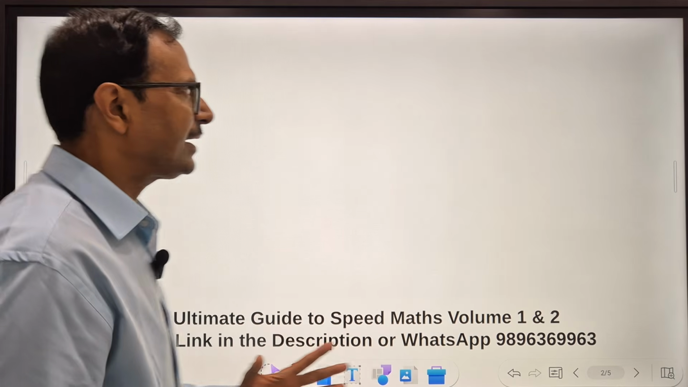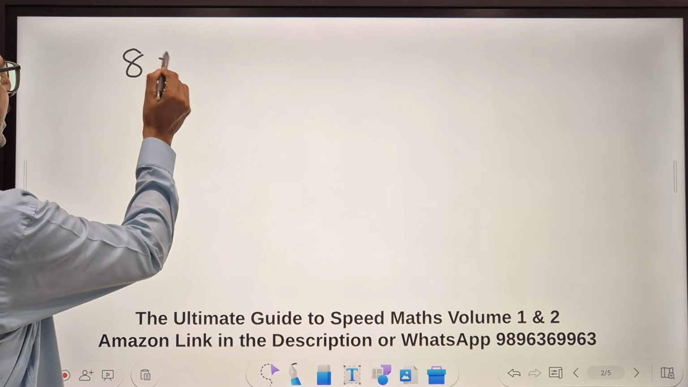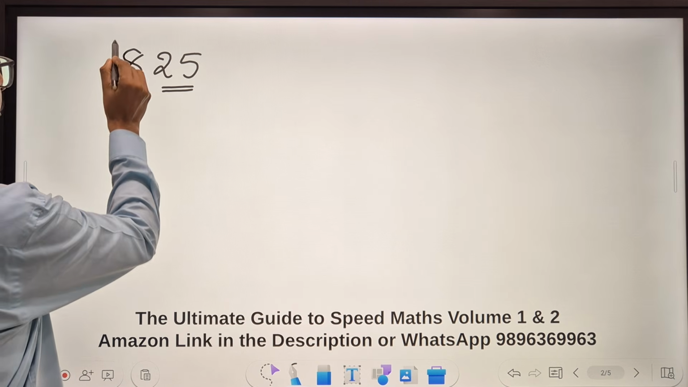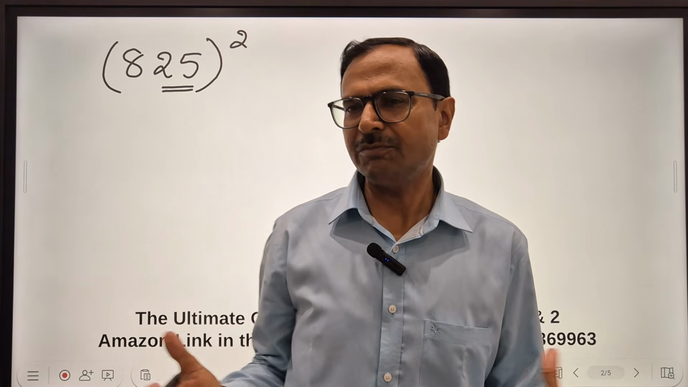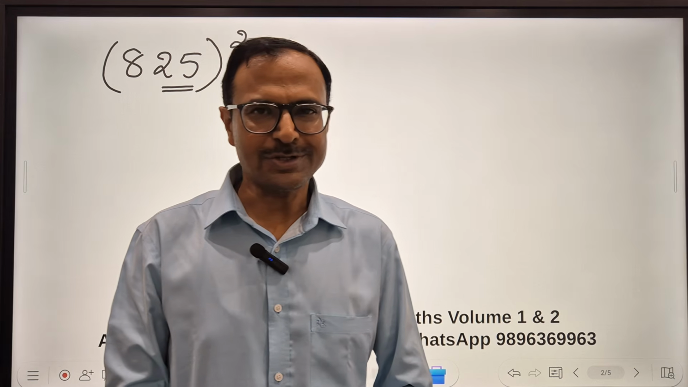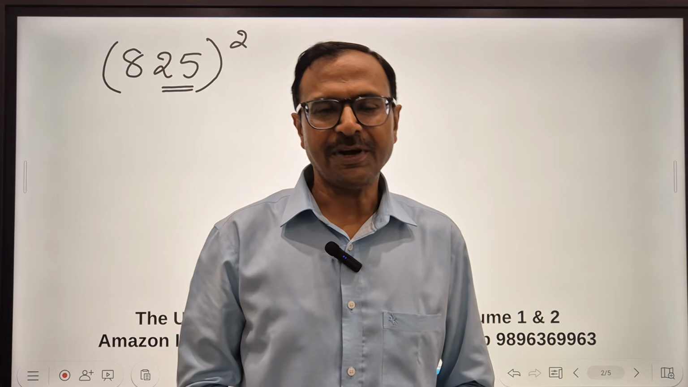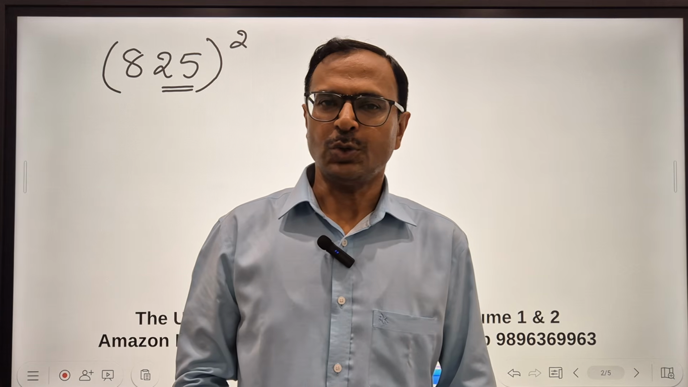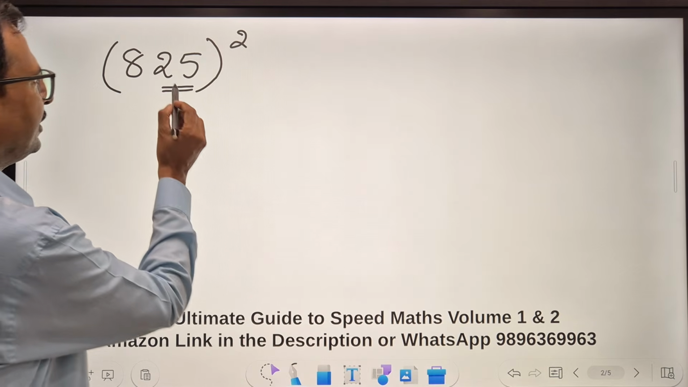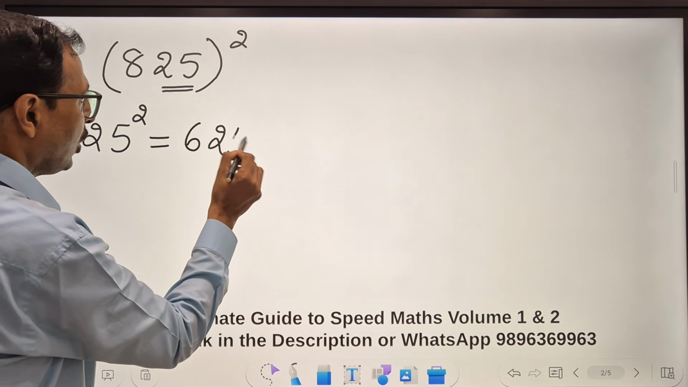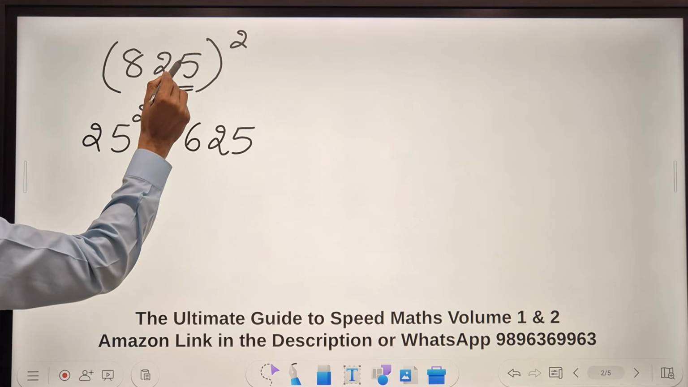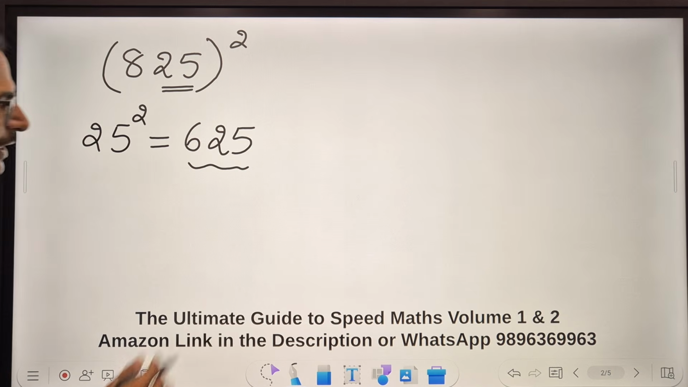Now suppose I take a number like 825, so ending in 25, right? And I want to find the square of this number. Obviously, 825 times 825, that's what everybody does. But we want to do something different, right? We want to learn something different, and that is why we are doing this. Apart from the 25 here, we know 25 square is 625. So the first basic thing is that the squares of all numbers which end in 25 are always going to end in 625. That is one of the very important and very basic things.